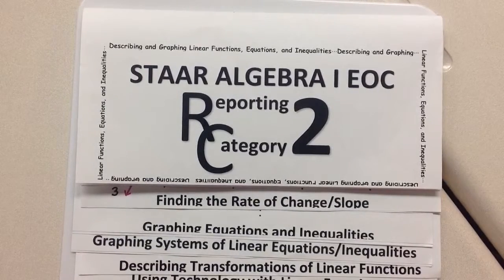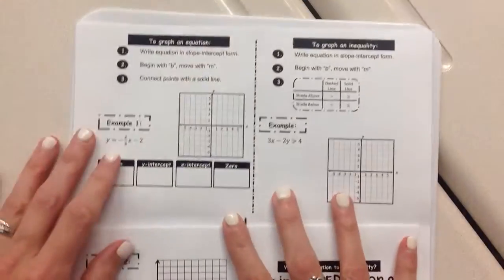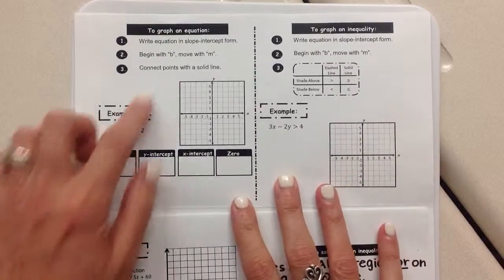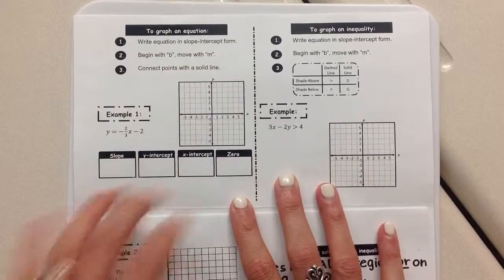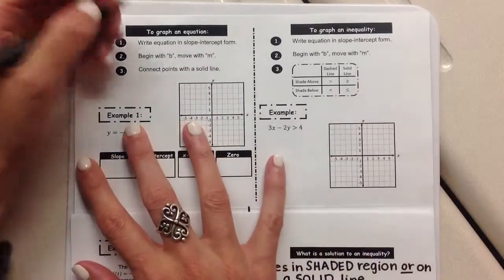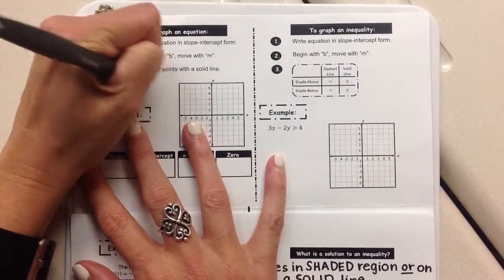Okay, so we are going to talk about category 2, graphing equations and inequalities. So we are going to flip to that part of our book. And we're going to talk about graphing equations. So you want to make sure that it's written in slope-intercept form. That would be y equals mx plus b. So I'm going to go ahead and write that down. Y equals mx plus b.